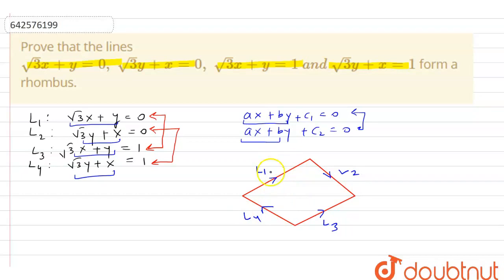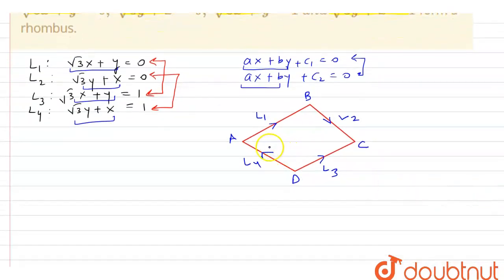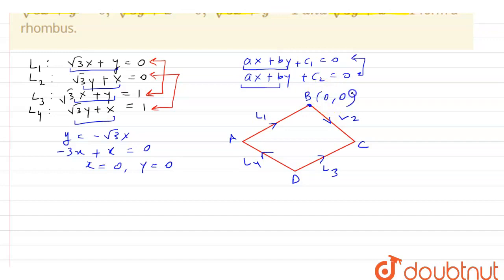Now let's locate the points A, B, C, D. So if we solve line 1 with line 2, we'll get the coordinates of B, right? So let's solve line 1 and line 2. For line 1 we have y as minus root 3x. If you put the value of y in this, you will get minus 3x plus x equals to 0, which gives you x equals to 0 and y equals to 0. Hence this point is 0, 0.